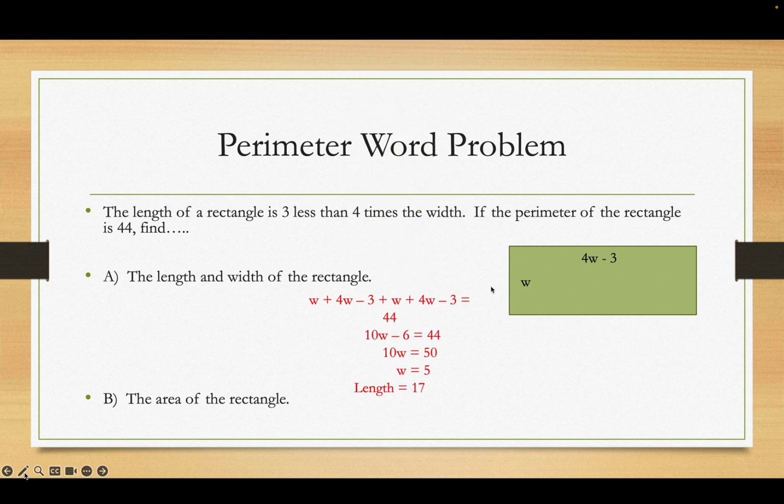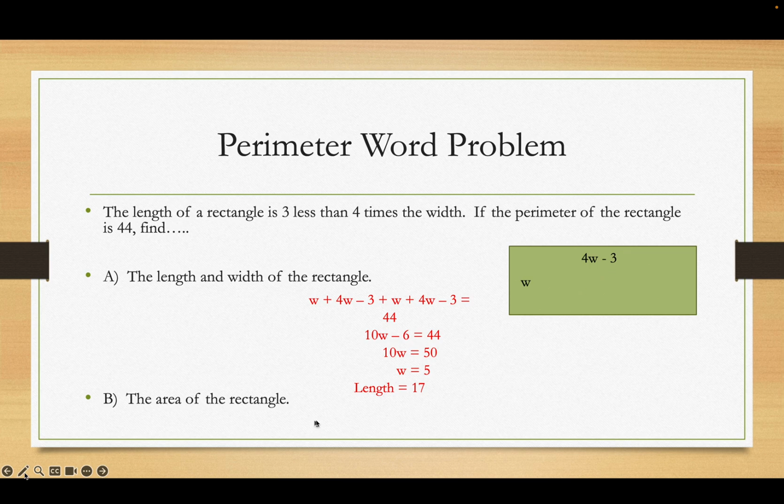If I add up the left side, the top, the right side is also W, and the bottom, which is also 4W minus 3. Perimeter means the distance around. That's why I added those. I get 44. So 10W minus 6 is 44 because it's the same side, same operation situation. Adding 6 to both sides, 10W is 50, dividing by 10, W is 5. And the length is going to be 4 times 5 minus 3, and that's 20 minus 3, or 17.